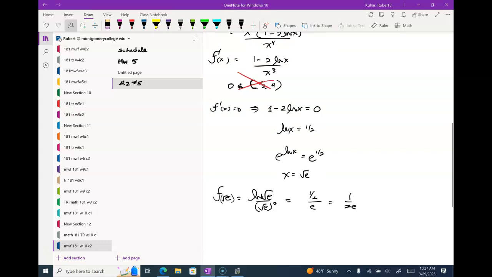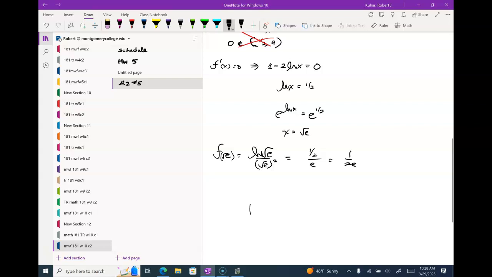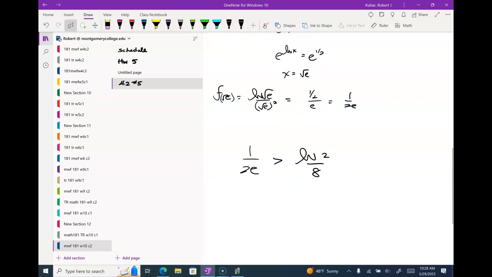And then I'm wondering which one is the highest. Well, remember I got ln of 2 over 8 before, right? I don't know which one is higher. I can just turn them into decimals and decide, or I can look at the graph and decide. Or if you had a really super strict teacher, they would want you to show that 1 over 2e is greater than ln of 2 over 8, which is not too tough to show.